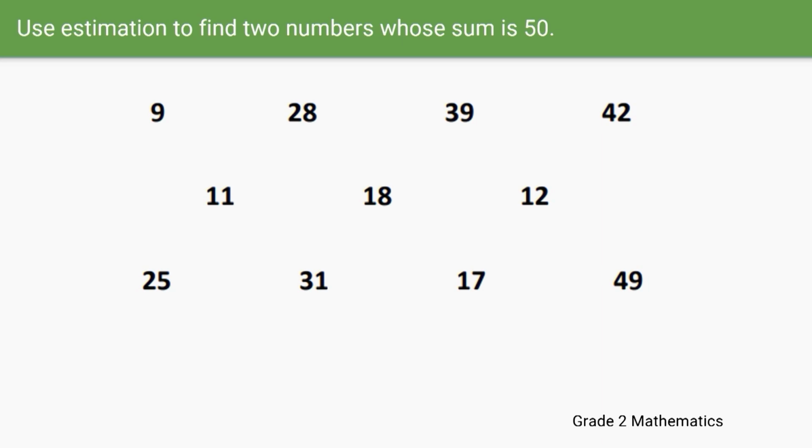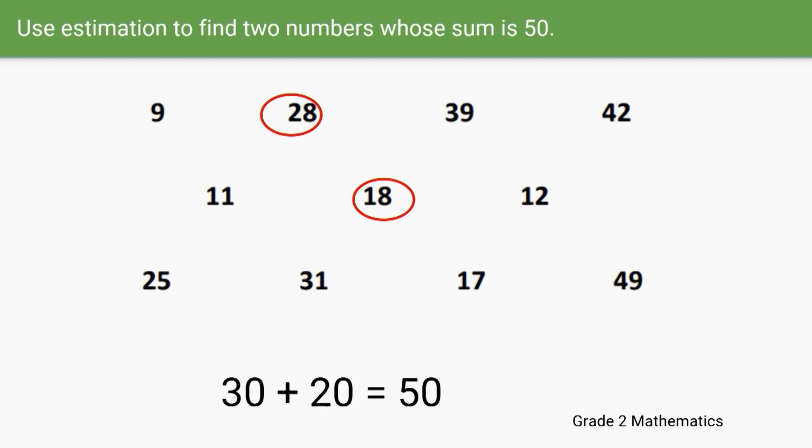Were you able to estimate two numbers whose sum is 50? There are many numbers you could have chosen. Here are a couple examples. Maybe you estimated that 28 is close to 30 and 18 is close to 20. 30 plus 20 equals 50.